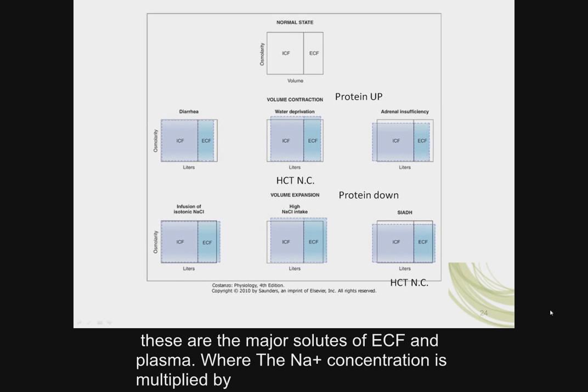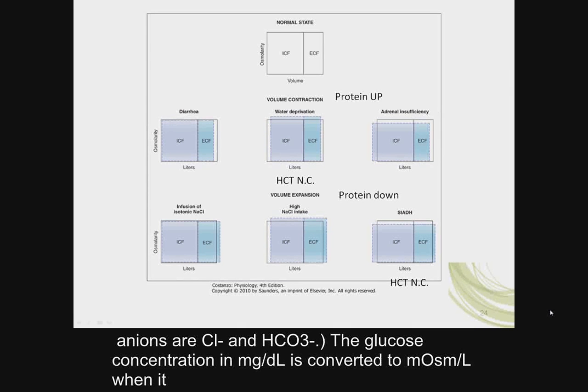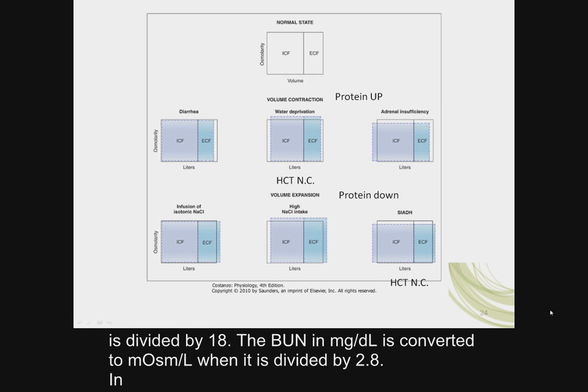The sodium concentration is multiplied by 2, as we discussed, because sodium must be balanced by an equal concentration of anions. In plasma, these anions are chloride and bicarbonate. The glucose concentration is in milligrams per deciliter and is converted to milliosmoles per liter when it is divided by 18. The BUN in milligrams per deciliter is converted to milliosmoles per liter when it is divided by 2.8.